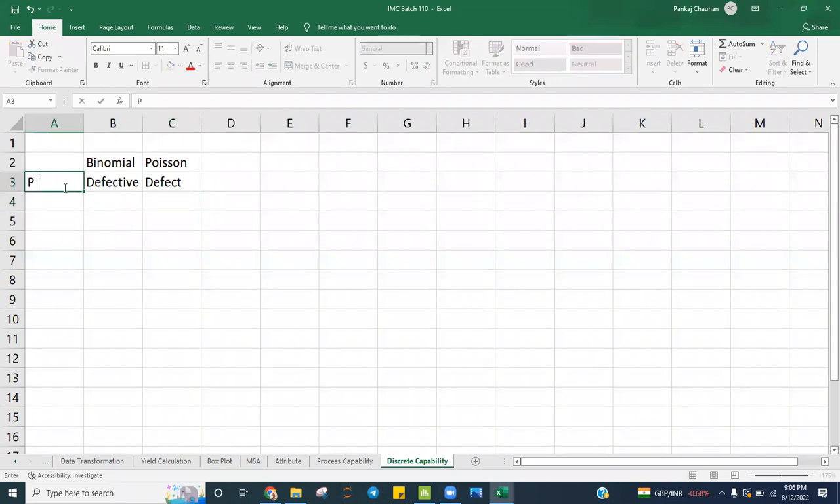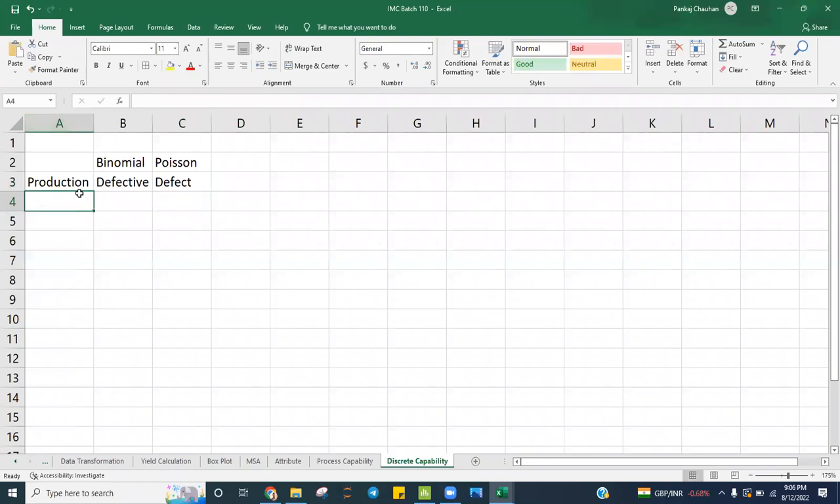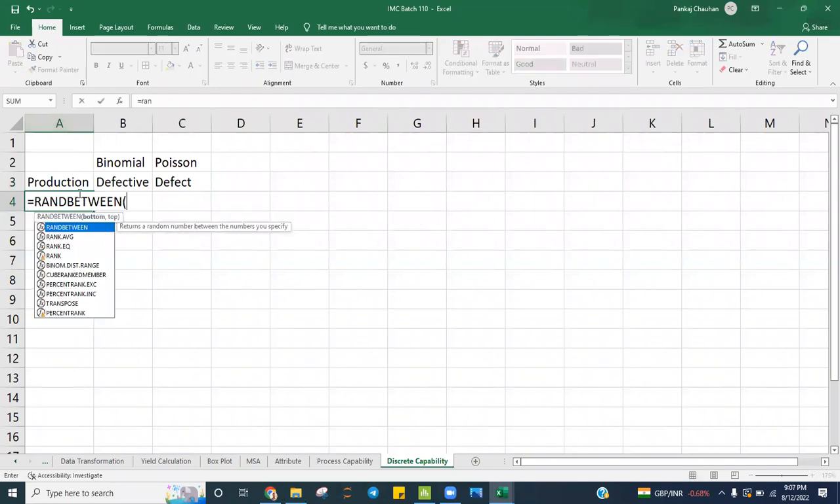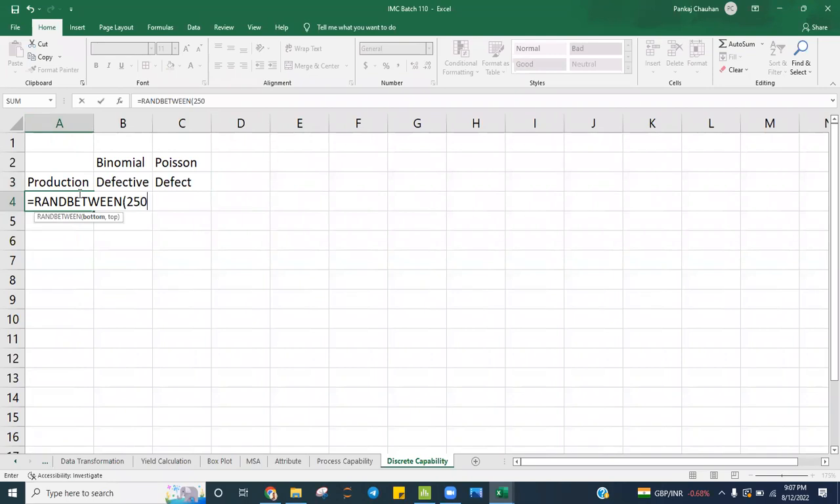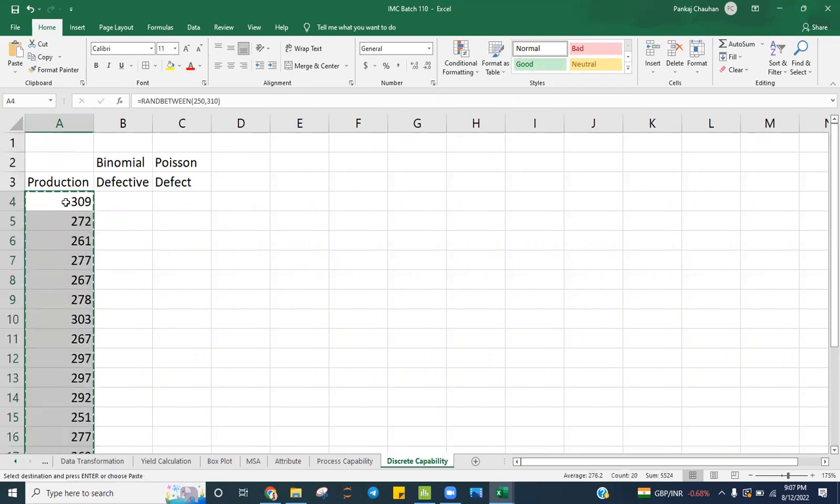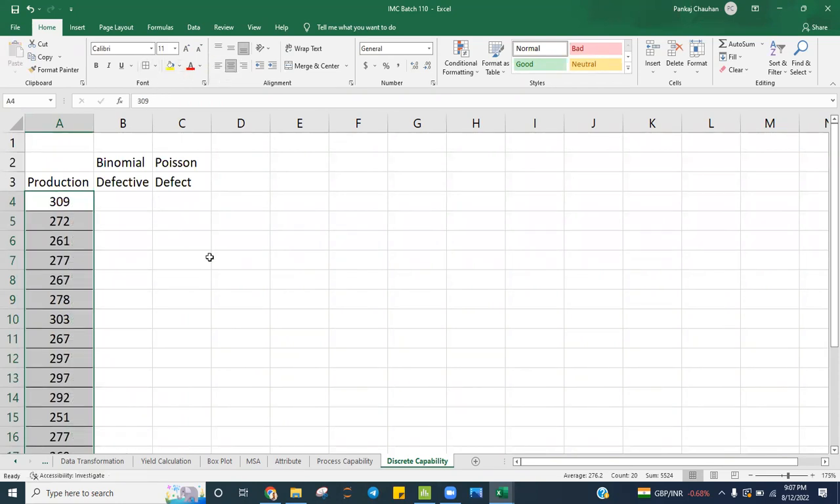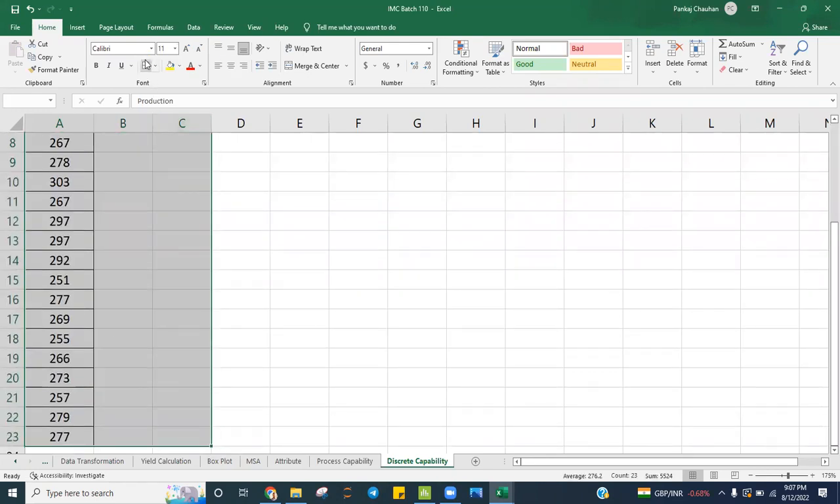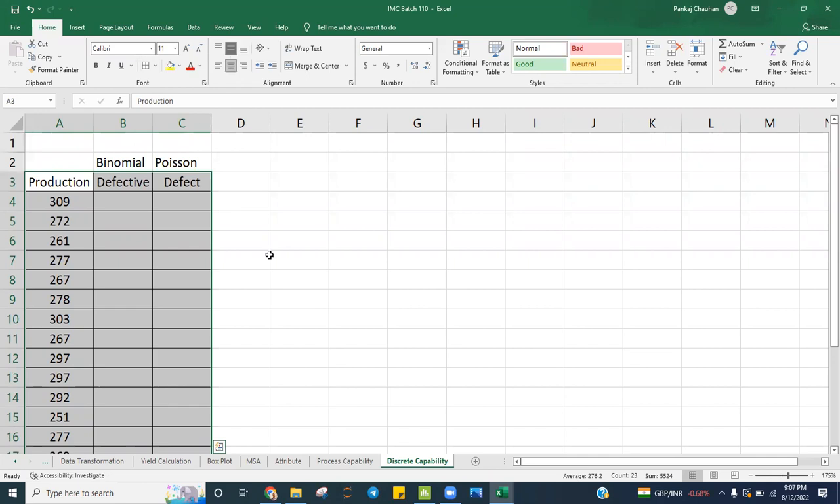Suppose here is your production. On a daily basis, you are doing some production, and the production data is coming approximately between 250 to 310 every day. You have the last 20 days of production data. You want to figure out how much total defect we have observed based on the opportunities, what defectives I got in that data, and you want to convert it into a capability from the Minitab.